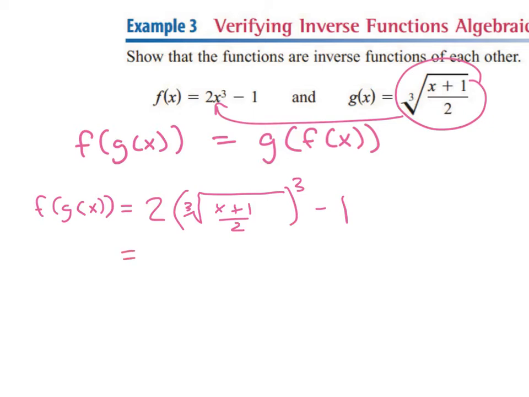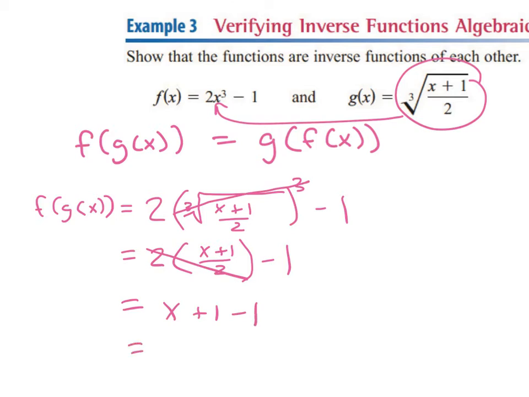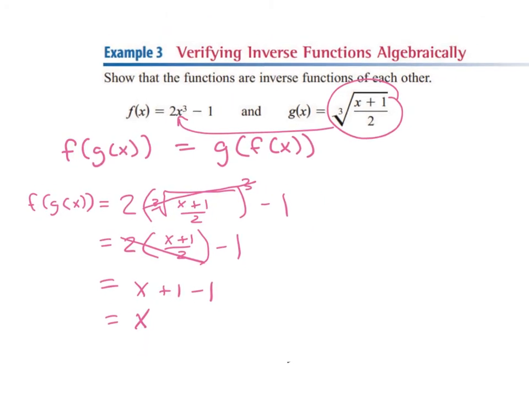And now we simplify. So if we have the cubed root of something and we're cubing that, these cancel each other out. So we just have 2 times x plus 1 over 2 minus 1. If we have 2 times something that's being divided by 2, these cancel out, so then we just have x plus 1 minus 1. X plus 1 minus 1 simplifies to x. So f of g of x is just x.